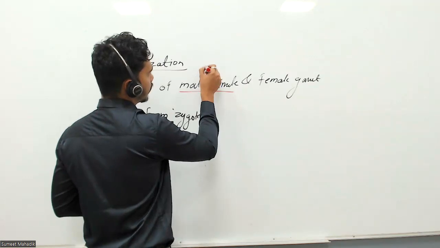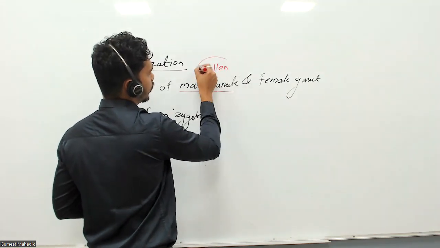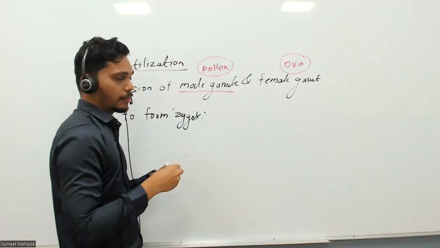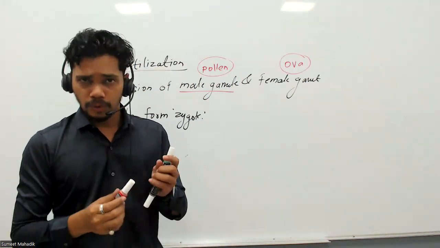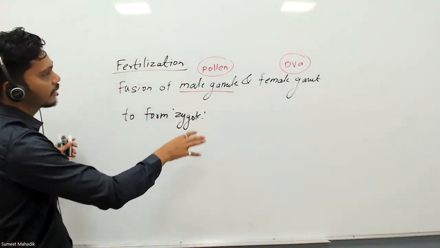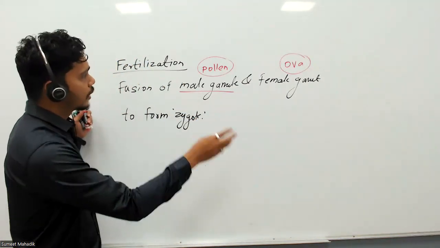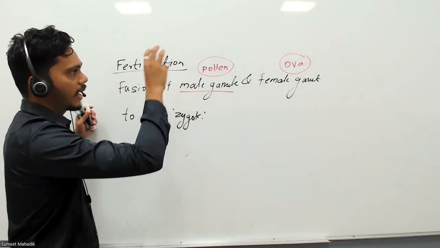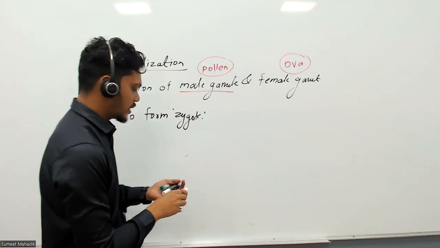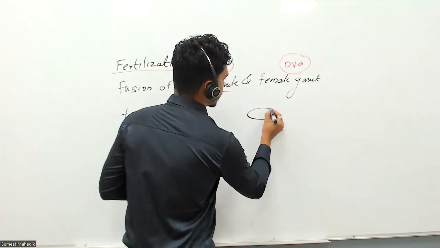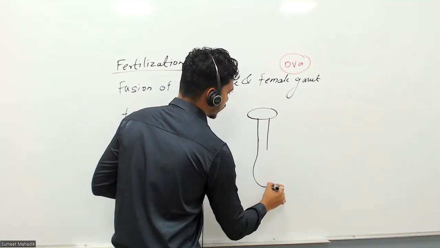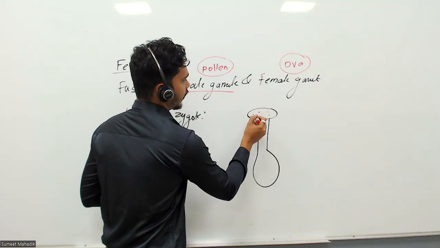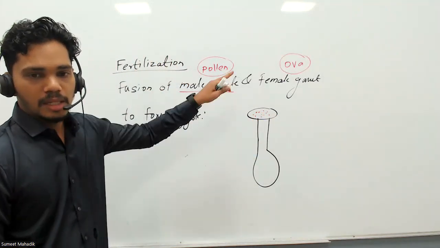What is the male gametophyte here? A pollen grain, in the case of a plant, obviously. And the female gametophyte is the ova. So pollination is the first process, and after pollination, fertilization is definitely going to happen. As we discussed, this is a stigma, for example, and this is an ovum. What is going to happen whenever the pollination process is done?